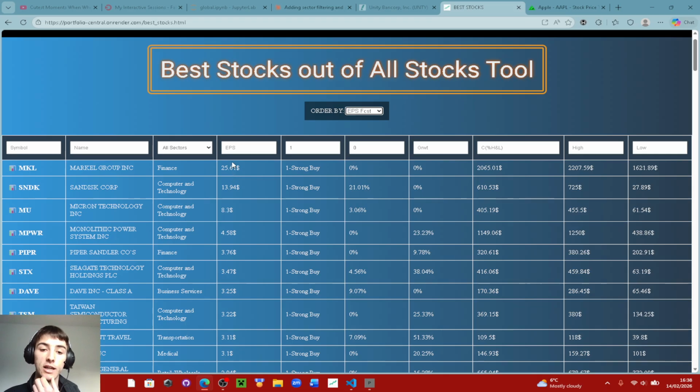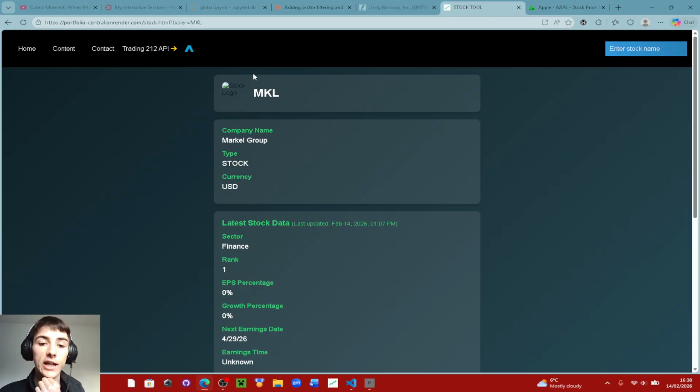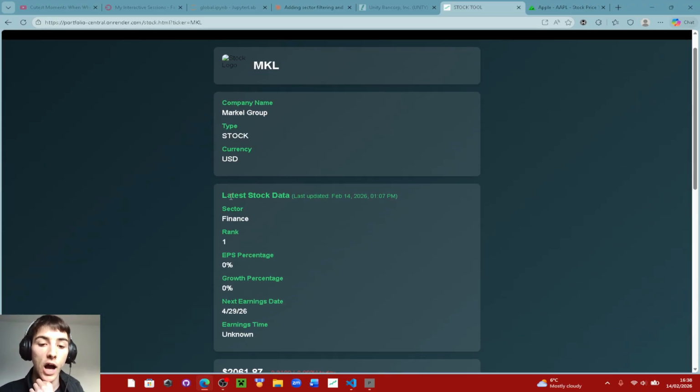This EPS forecast at the top. But then, what the hell is Markel? I thought it was Marvel. But yeah, if you click on this stock, this is the best example. Oh, it has news. Okay, interesting. But yeah, we just added sector here, so a tiny update there. But the biggest update is adding sector to the best stocks page.